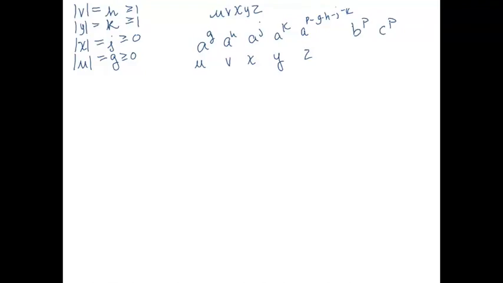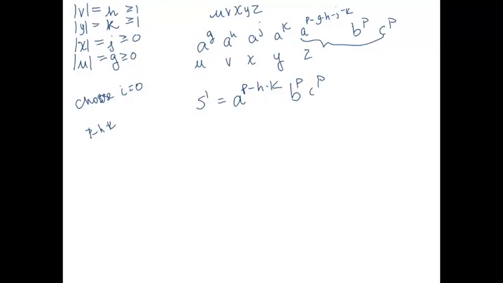Okay, so again, let's choose i equals 0. What happens? v to the i and y to the i now are v to the 0 and y to the 0. So those disappear. So what are we left with? We are left with p minus g minus h minus j minus k plus g plus j. So g and j cancel out, and we really have p minus h minus k. So s prime is going to be a to the p minus h minus k, b to the p, c to the p.